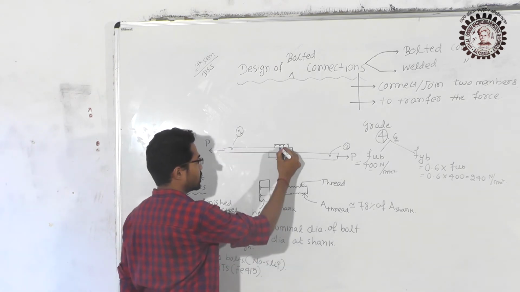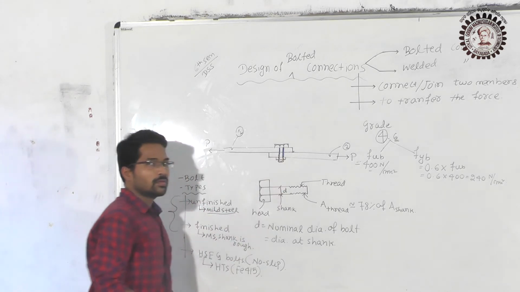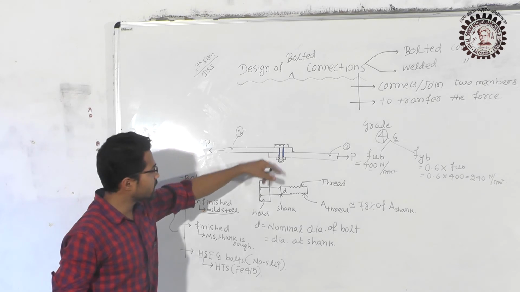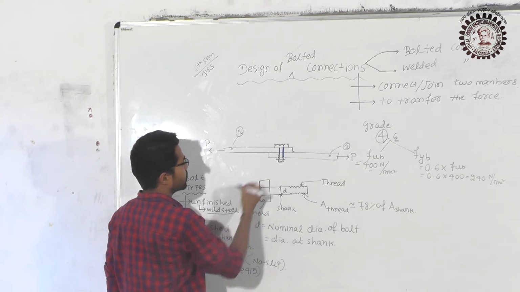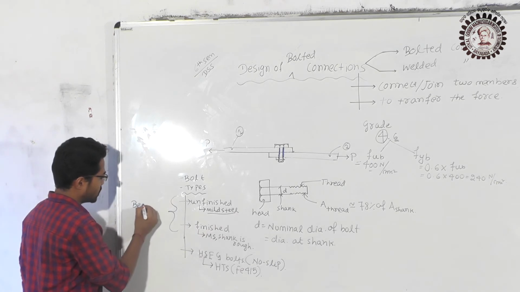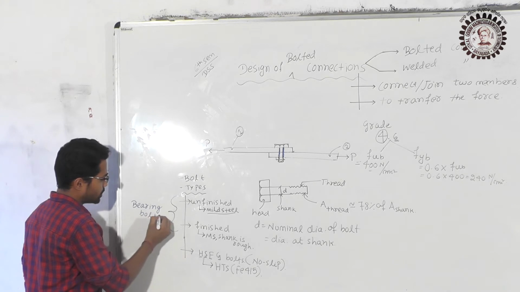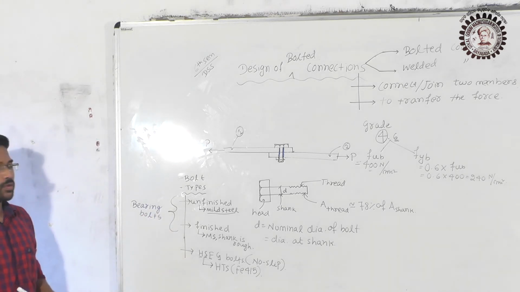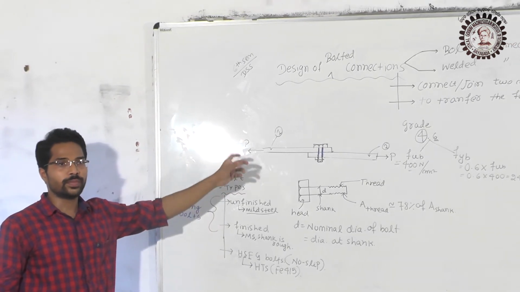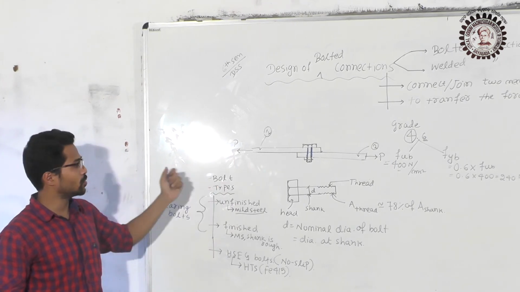Here in this figure, we can see these parts. These parts are the parts of the bolt which are in contact with the plate. Through this area, through this periphery, they transfer the load. That is called bearing action. So these two types of bolts are called bearing bolts. Why bearing bolts? Because these two bolts transfer the force through bearing. Bearing means through contact area, through the surface area of the bolts.